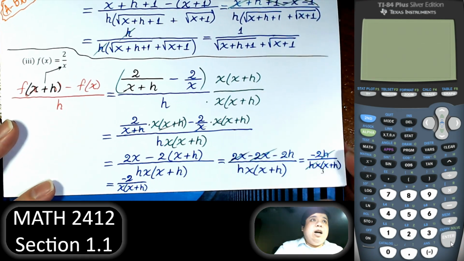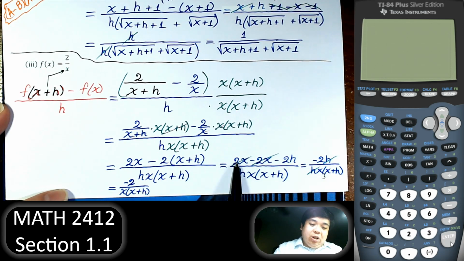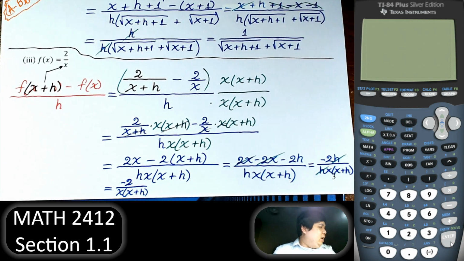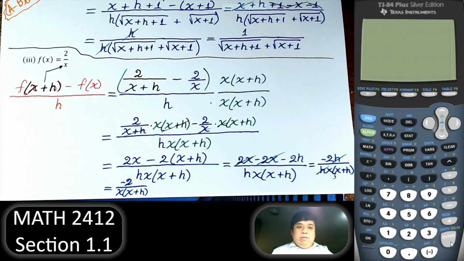So as you see, there are two common steps. Cancel the terms that do not have h, and then cancel the h at the bottom. If you do it correctly, usually you have those two steps.